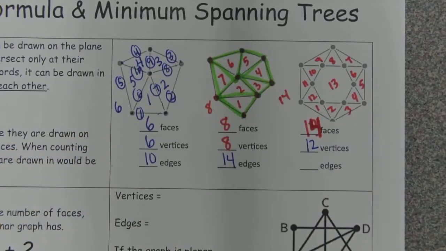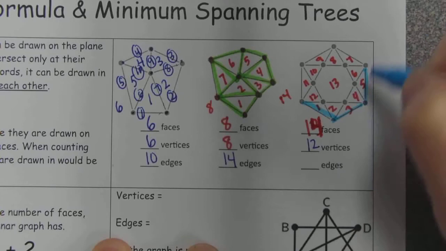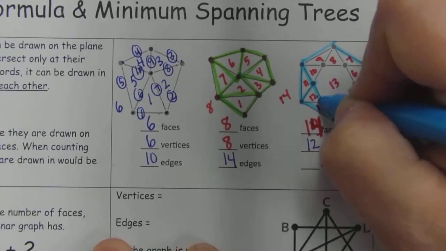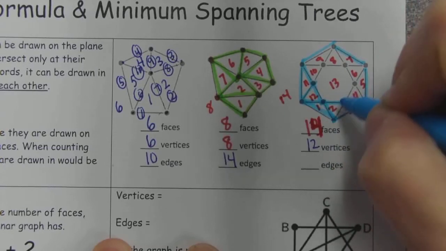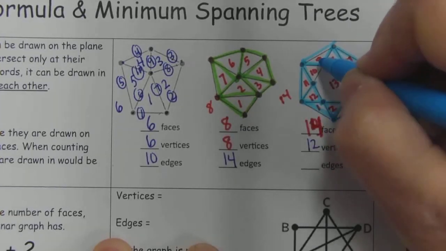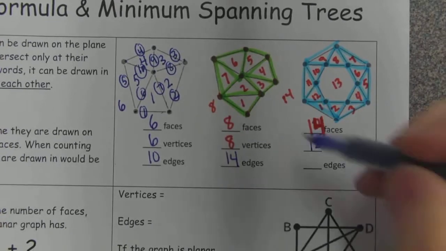And then edges, like I said, I always like to highlight them. I think it makes them easier to see when we're highlighting them so we know which ones we counted. So 1, 2, 3, all the way up to 24. So 24 different edges.